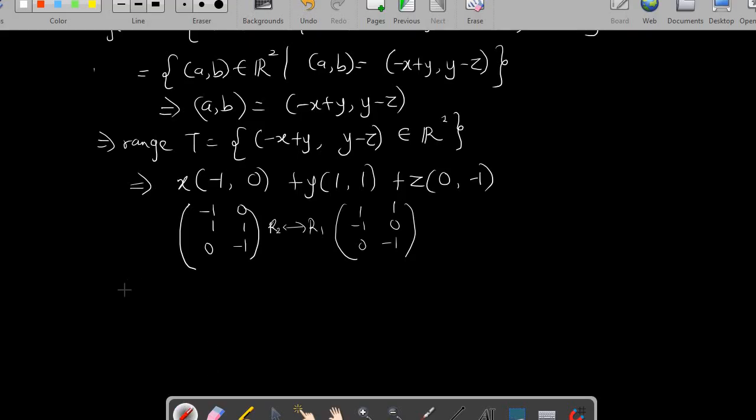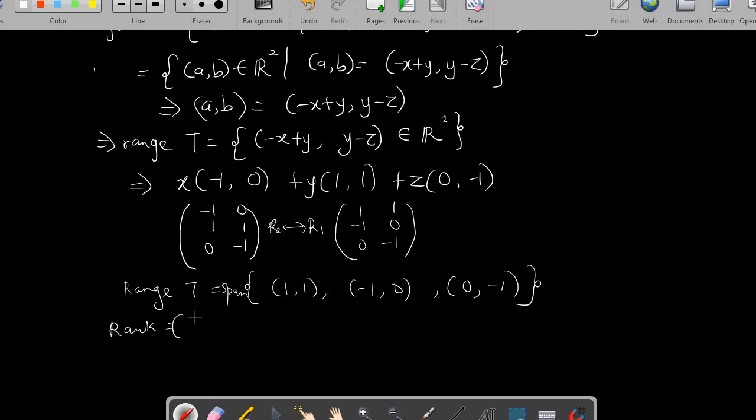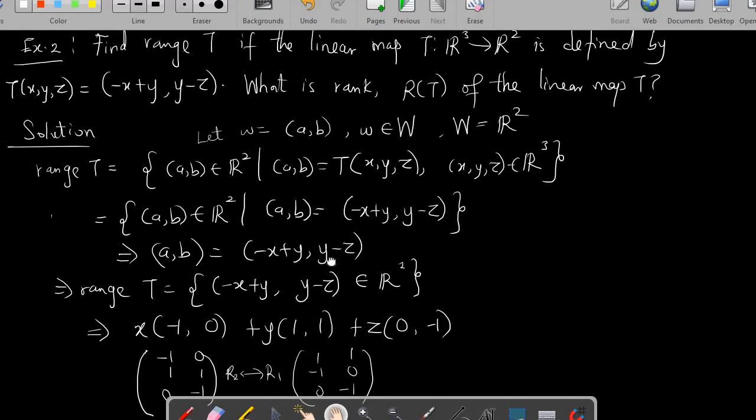So that leaves us with our range being equal to the span of (1, 1), (−1, 0) and (0, −1). As you can see here, the rank of T, which is the dimension of the range of T, will just be equal to 3. So this is the rank of this particular linear map. I believe we have answered all the questions.